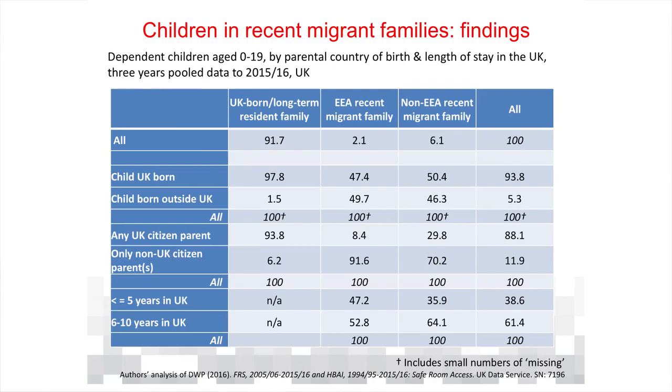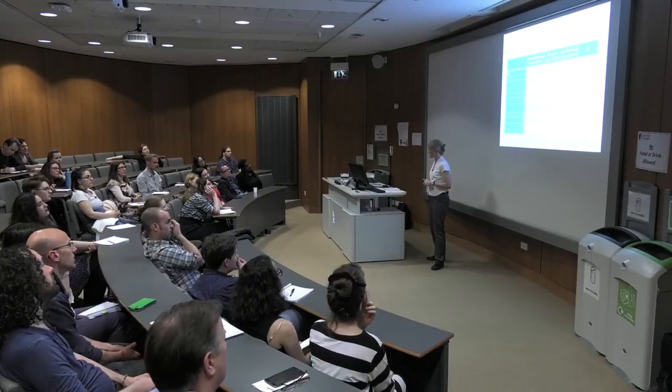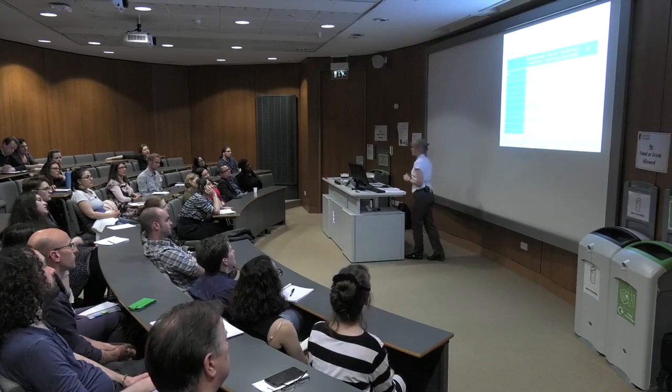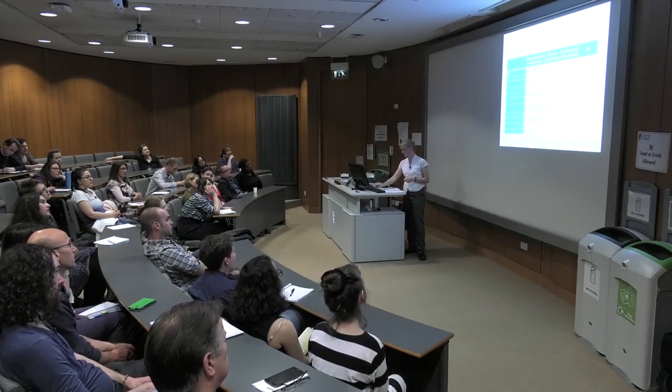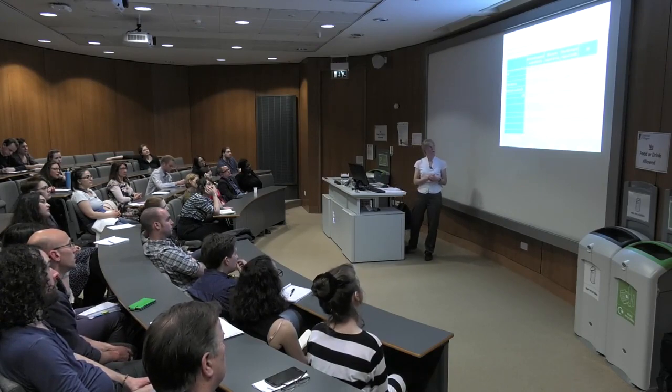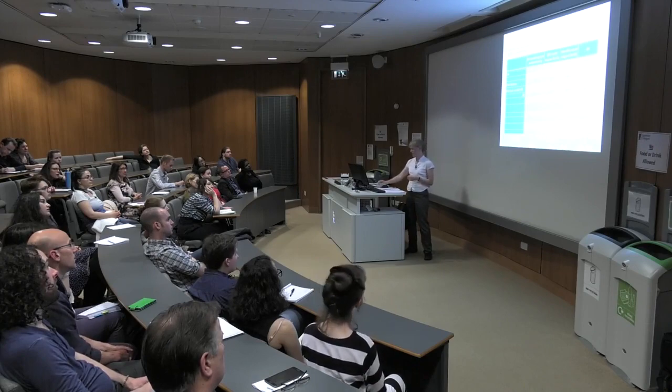So here's what we found. We've divided this here into 3 groups. Children whose parents were either born in the UK or have been here for more than 10 years. EEA recent migrants, so country of birth of the parent in an EEA country, arrived in the last 10 years, and non-EEA. And there's about 8% of children who have a recent migrant family. And about half of those children were themselves born outside the UK.